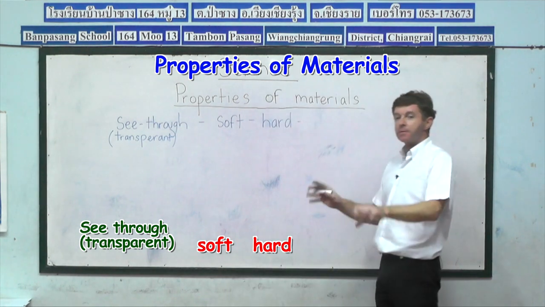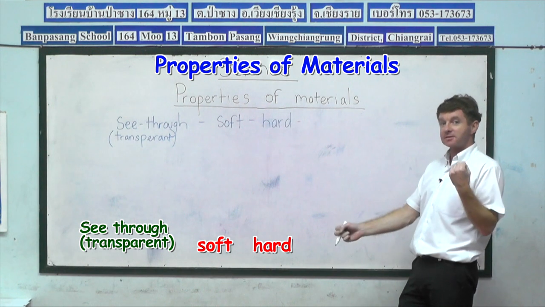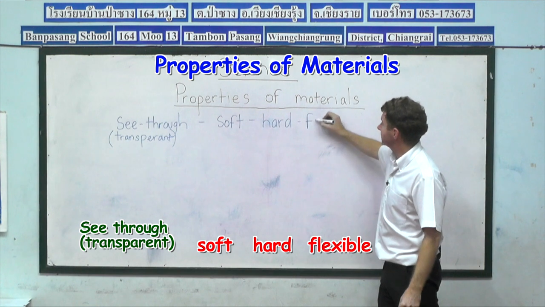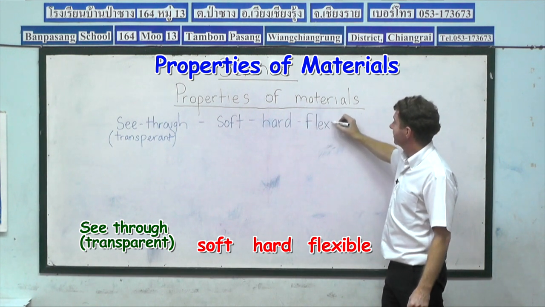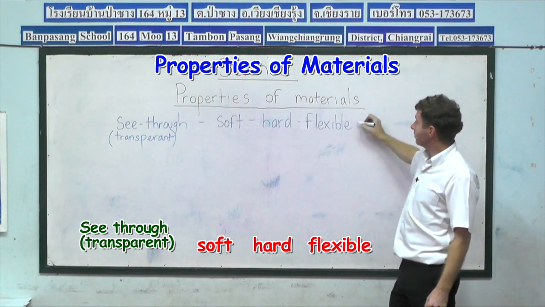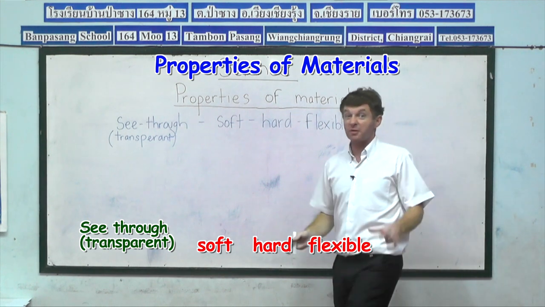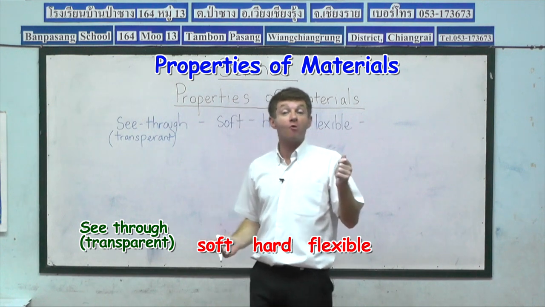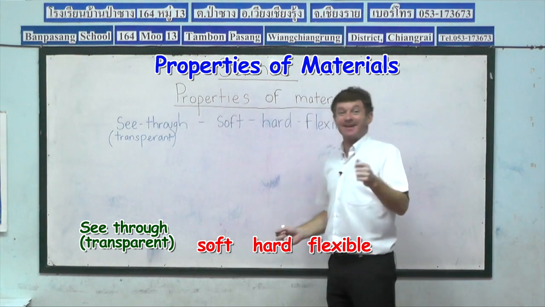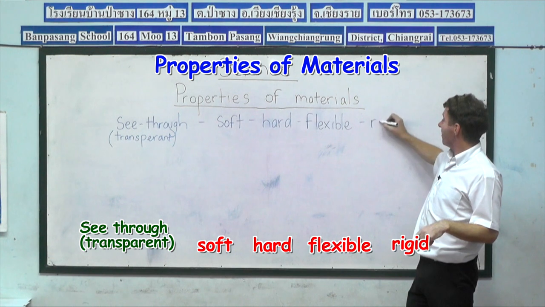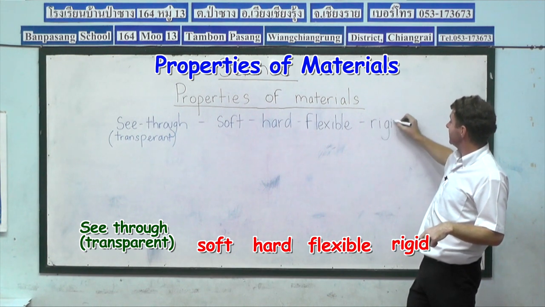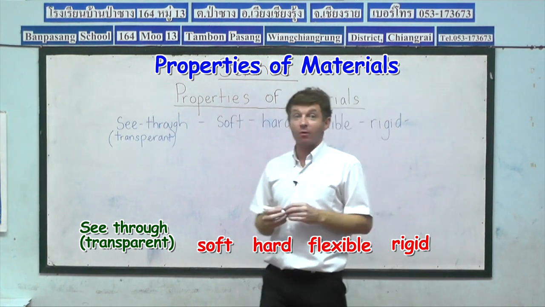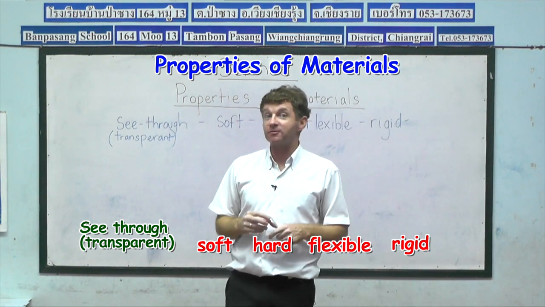Any other property? Flexible. Yes. If we bend and if we stretch things, some things move, and that means they are flexible. But the opposite of flexible, some things, if we try to bend them, they won't move. That means they are rigid. Yes. R-I-G-I-D.